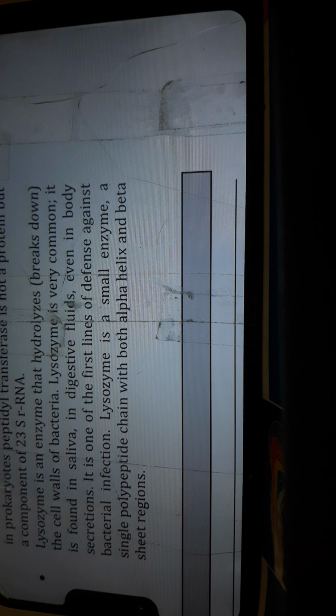Lysozyme is an enzyme that hydrolyzes, breaks down, the cell walls of bacteria. Lysozyme is very common. It is found in saliva, in digestive fluids, even in body secretions. It is one of the first lines of defense against bacterial infection. Lysozyme is a small enzyme, a single polypeptide chain with both alpha helix and beta sheet regions.